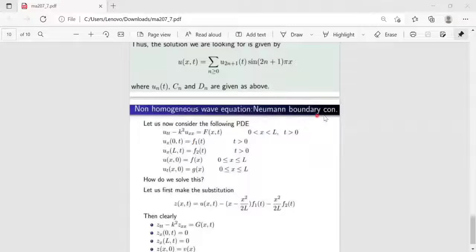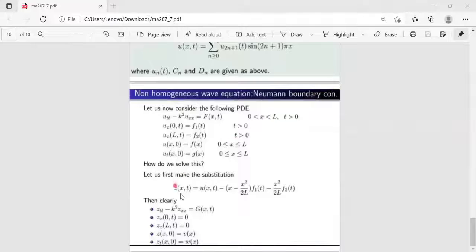Similarly, for Neumann boundary conditions, we can find z. We can transform this type of boundary conditions to this by applying z as given below, and we can similarly find the solution of the non-homogeneous wave equation for Neumann boundary conditions.